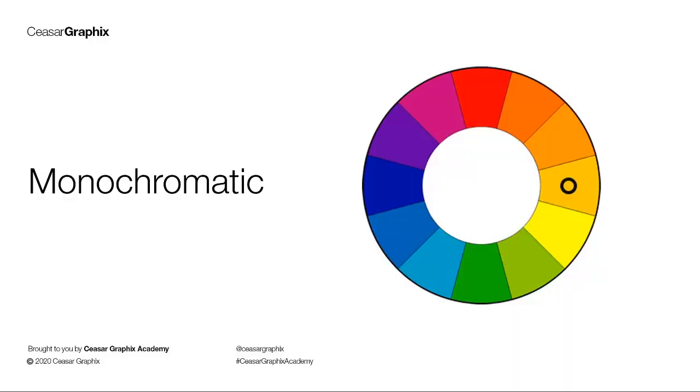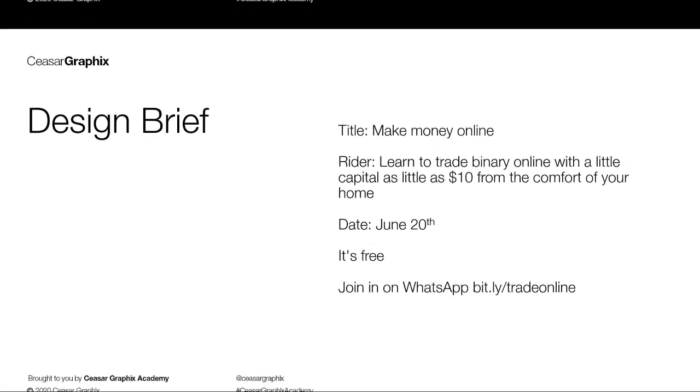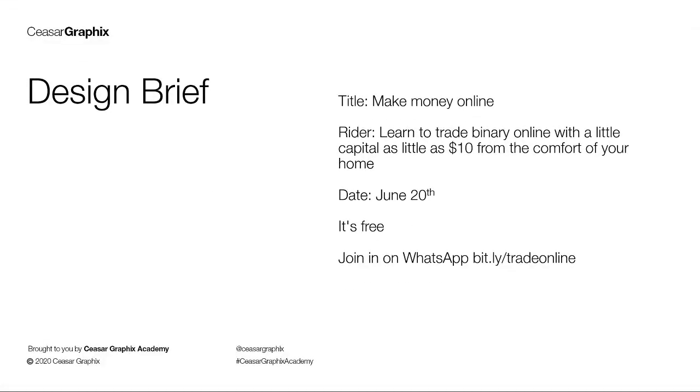So let's go straight to the color we're going to be using in this project. For this project, we are going to be using the monochromatic color harmony. And the application I'm going to be using is Adobe Illustrator. And here is the design brief. Okay, so let's go straight to Illustrator and start the project.